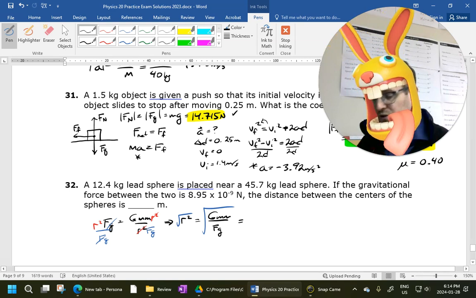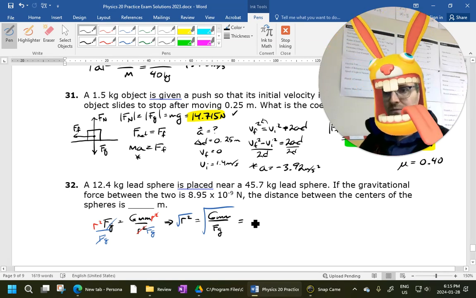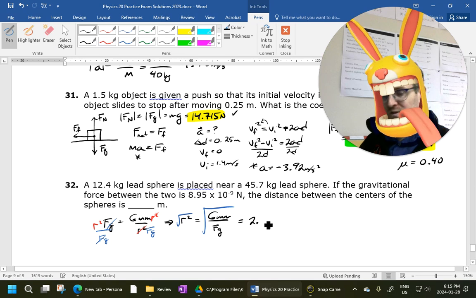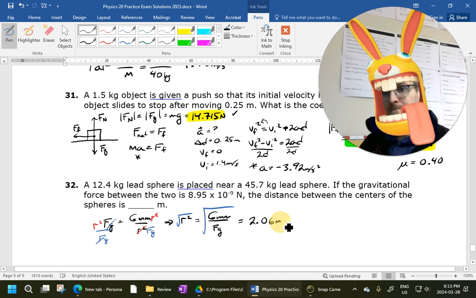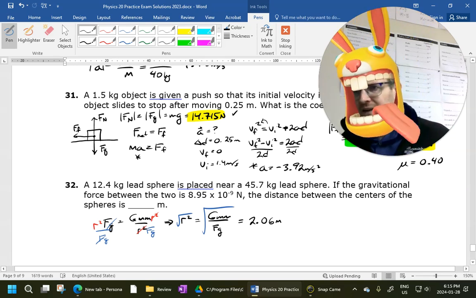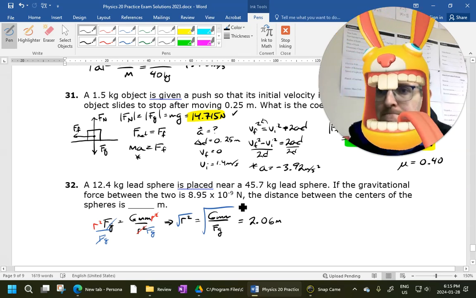So it looks like I'm only about 2 meters apart from this guy. Really small force. 3 sig digs? 0.6 meters. There you go. Because it's 5, 5, and the 5 rounds up. That's not too bad.